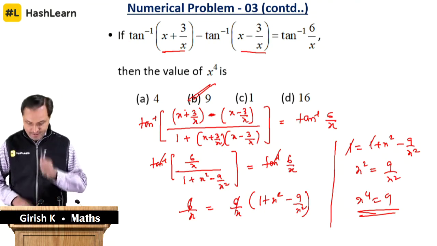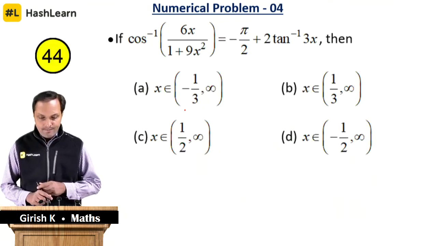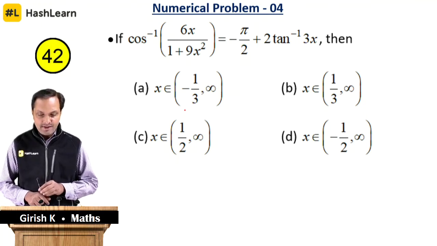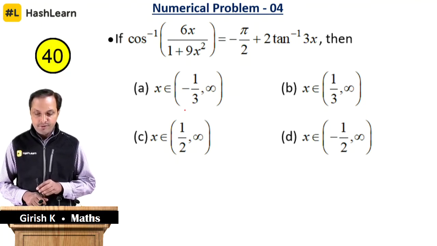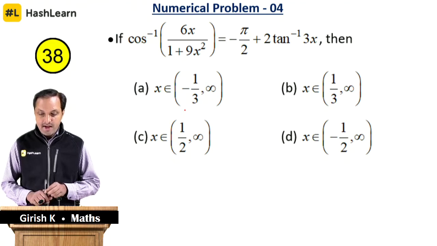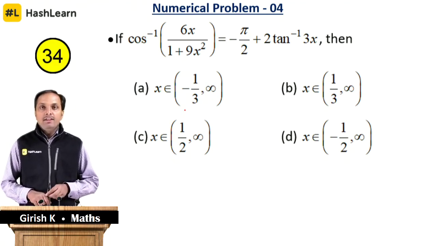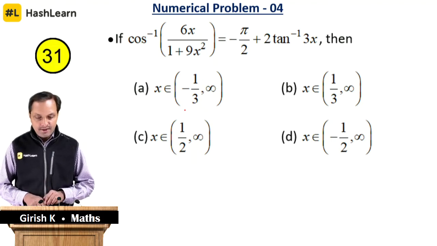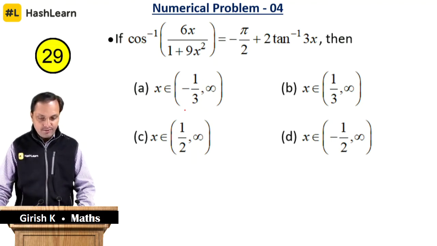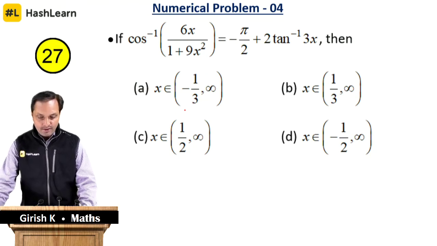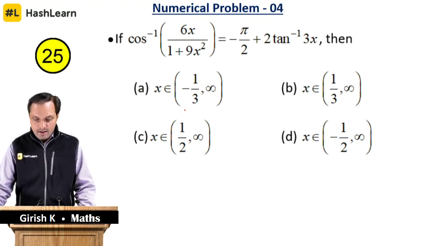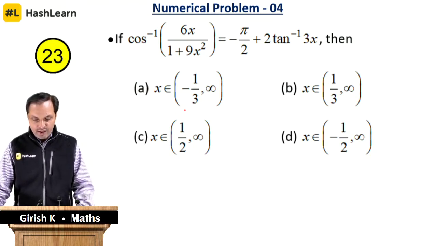Numerical number 4 here is on the screen. Cos inverse of 6x by 1 plus 9x square minus pi by 2 is equal to 2 times tan inverse 3x. Then they have given you certain conditions where x belongs to minus 1 by 3 up to infinity, 1 by 3 up to infinity, 1 by 2 up to infinity, and minus 1 by 2 up to infinity.